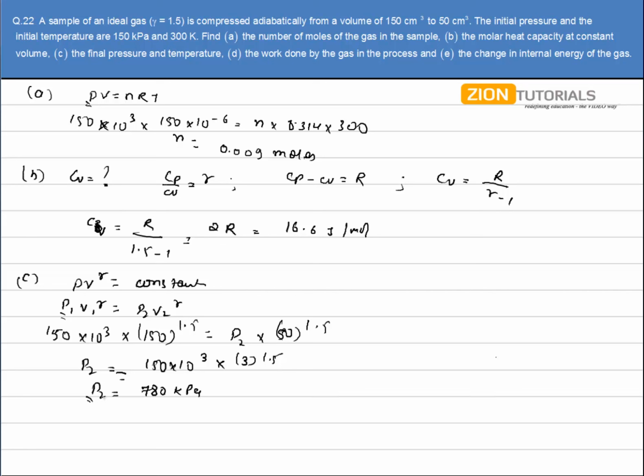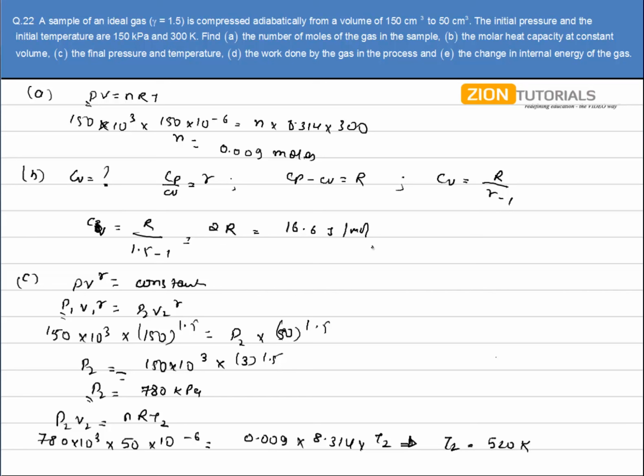Now since I have the final pressure, and I already know the final volume, the temperature is to be calculated. So use the ideal gas equation over here, that is P2 V2 is equal to nR T2. The final pressure is 780 times 10 to the power 3, the volume is 50 cm³, the number of moles as I calculated above is 0.009 moles, the value of R is 8.314, and T2, the final temperature, is what I have to calculate. Solve this equation and get the value of T2 as 520 Kelvin.